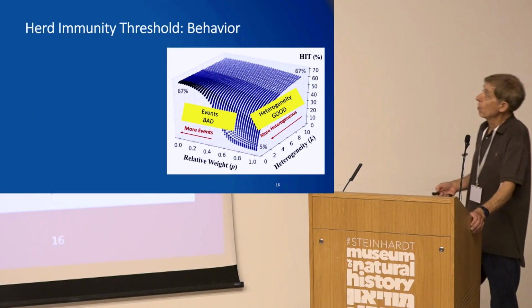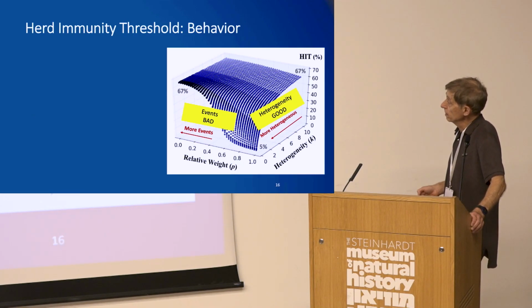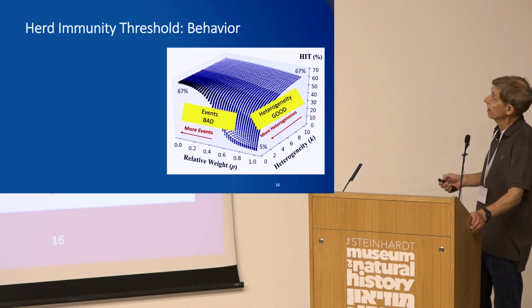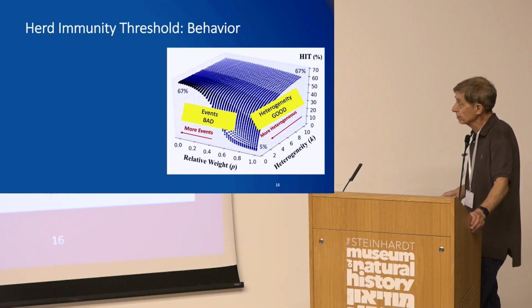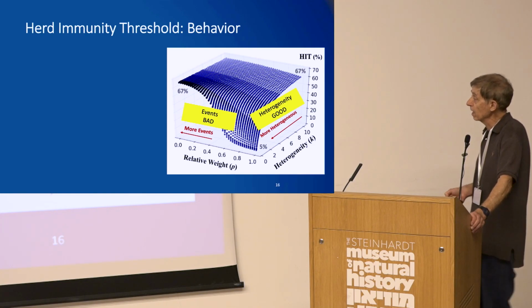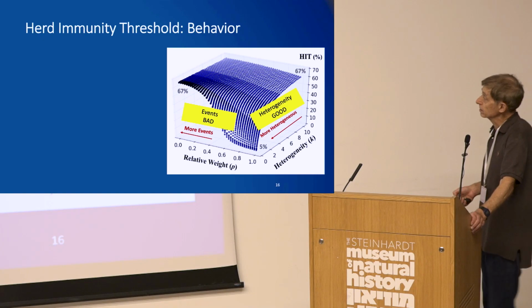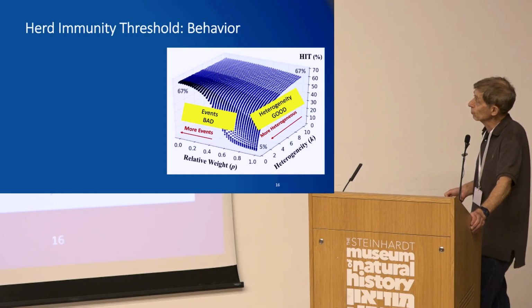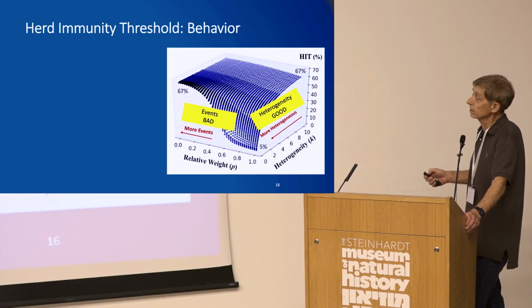What does it do on the herd immunity? Here we plot the herd immunity as a function of heterogeneity and the relative weight between events and personnel. Here the bottom is a very good situation. It's a very heterogeneous population and there are not many events, only 5%. But if you increase homogeneity or you increase events, things get very bad.